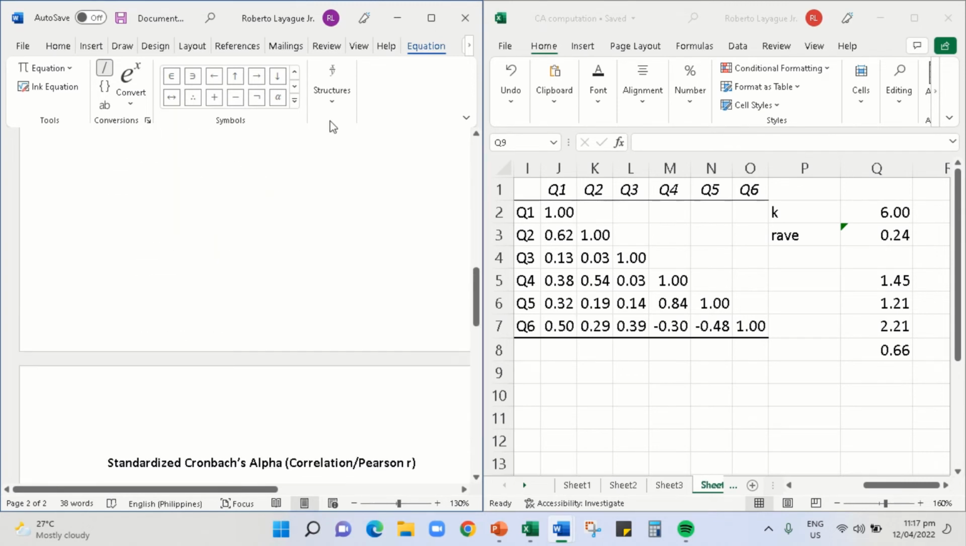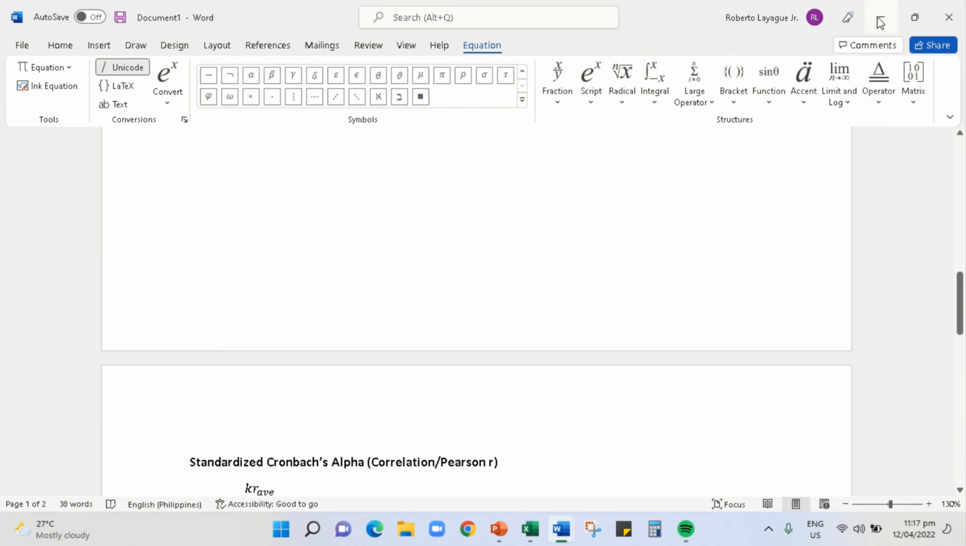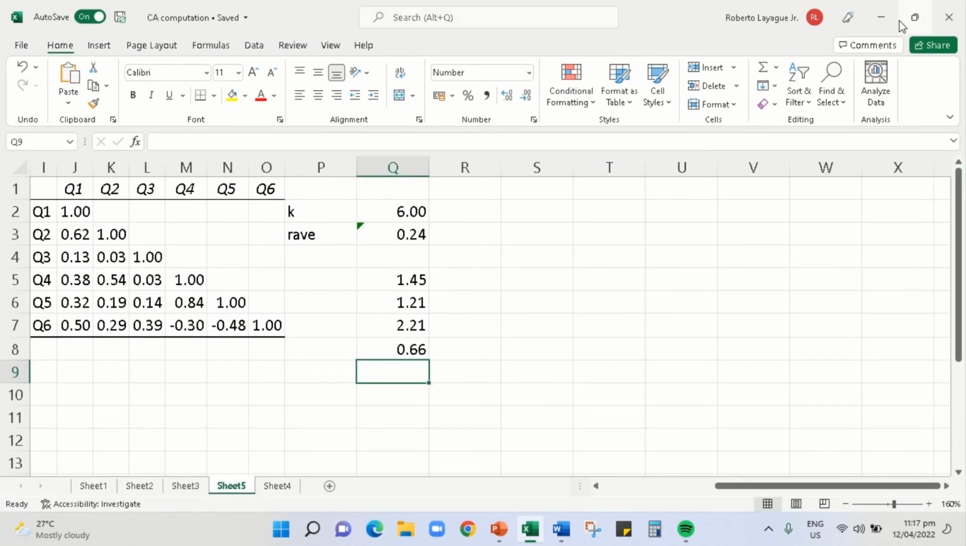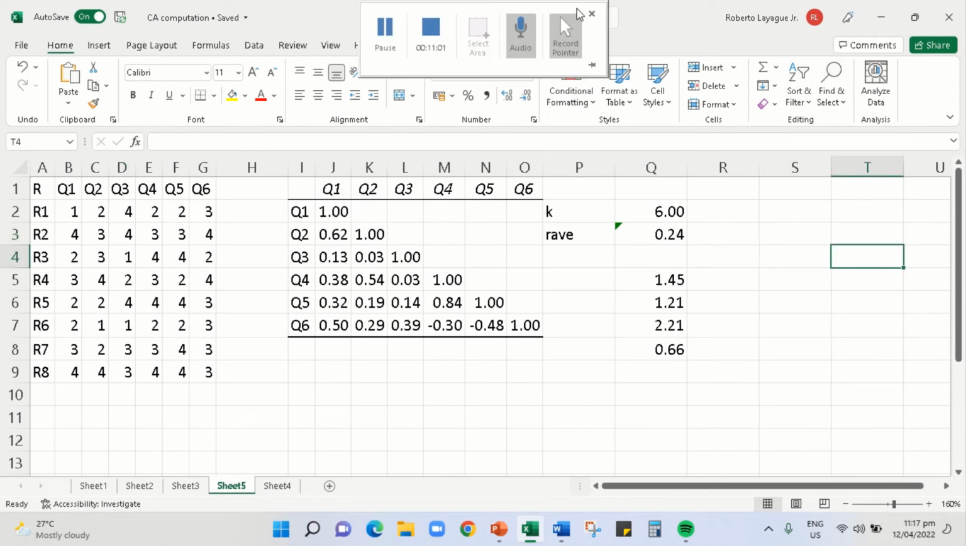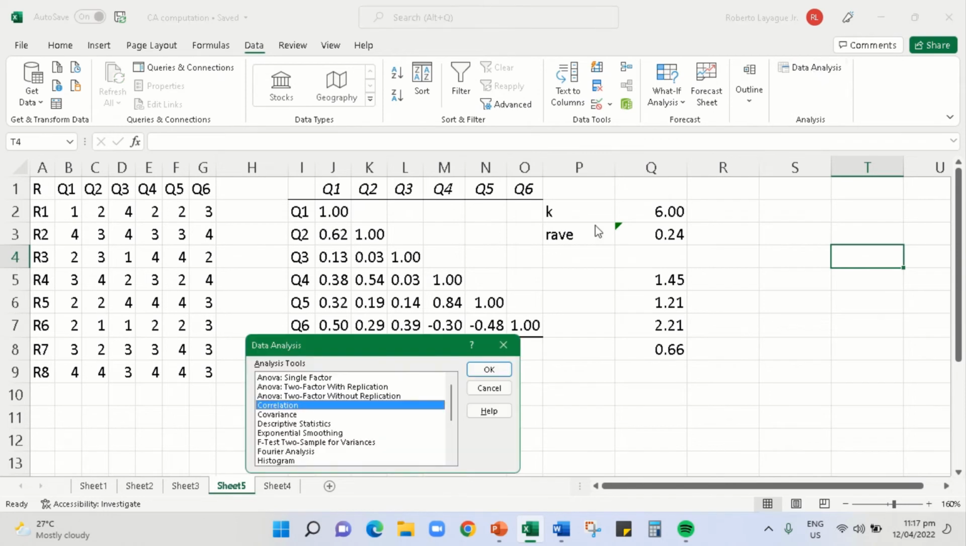So two methods are almost the same. However, let's look at the third method. The third method is that we're using ANOVA. Let me copy again the data that we do have. Actually, I can use it here. Now, what we're going to use is data analysis. Just watch this one, and then you use ANOVA two-factor without replication.